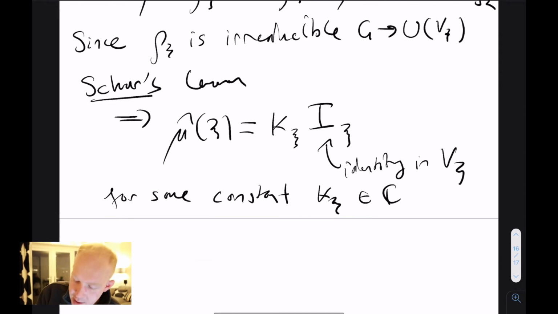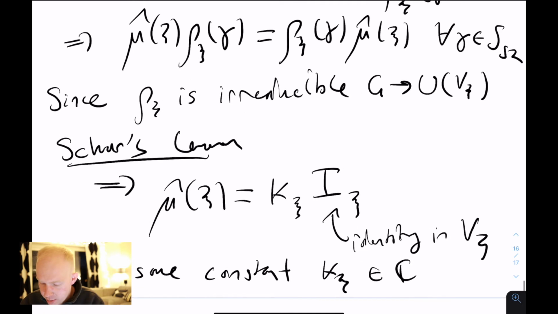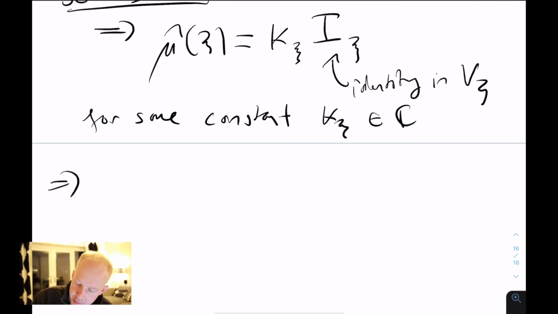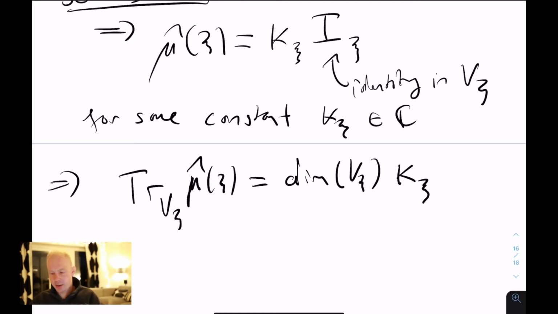Schur's lemma was saying exactly this. You have a morphism on your irreducible representation. Because it's an irreducible representation, the only way this can happen is if this morphism is a constant multiple of the identity. So now if you take the trace of this in the vector space V_ψ, we get that this is just equal to the dimension of the vector space times this κ_ψ. That's the definition of the trace once you multiply all the operations.